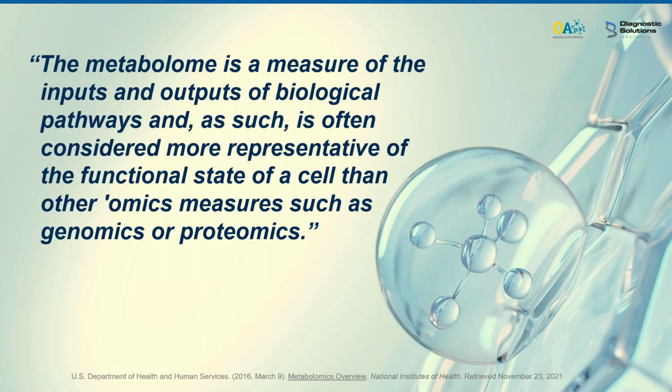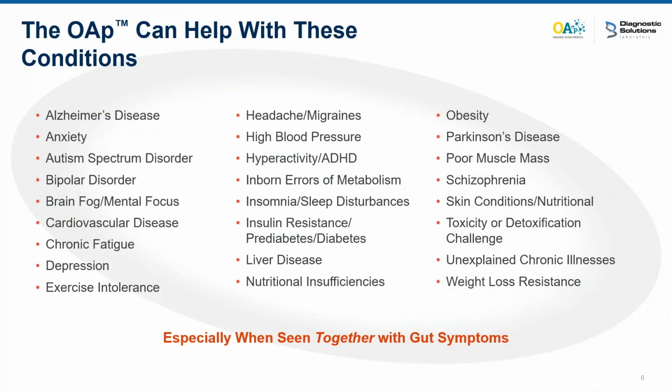And even the National Institutes of Health will acknowledge that metabolomics, which is really what we're talking about here, organic acids are metabolites, right? Biological metabolites. Metabolomics is more representative of the functional state of a cell than genomics or proteomics. And hey, we can pat ourselves on the back, right? We've been doing this for 30 years. And now it's finally hot in the research, metabolomics. There's a lot of stuff you can find these days when you search metabolomics.